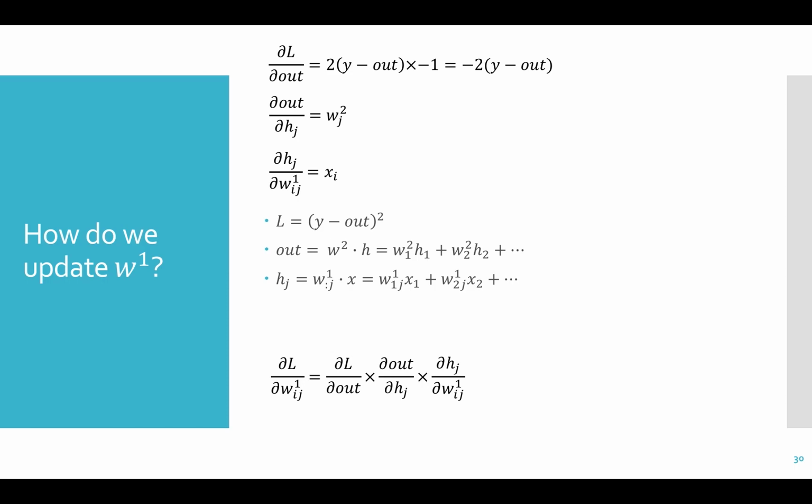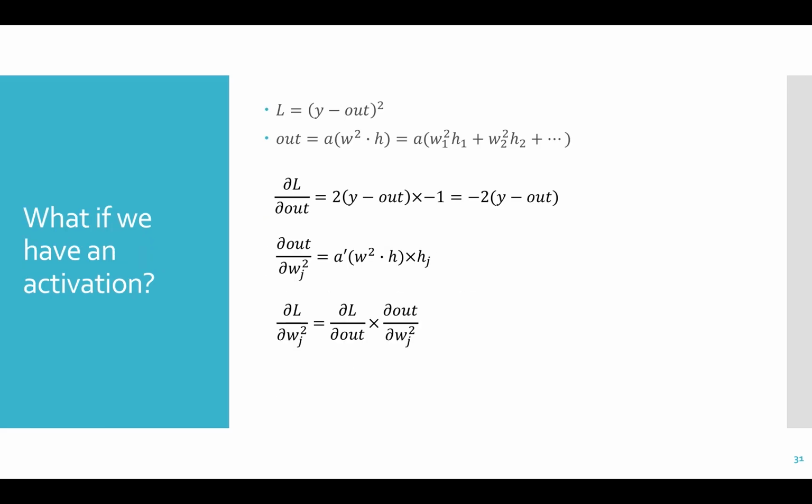Remember that this is not the update, but we use these and we plug them into the gradient descent update equation. The whole point of a neural network was to introduce nonlinearity. So how do we handle derivatives when we have an activation function?